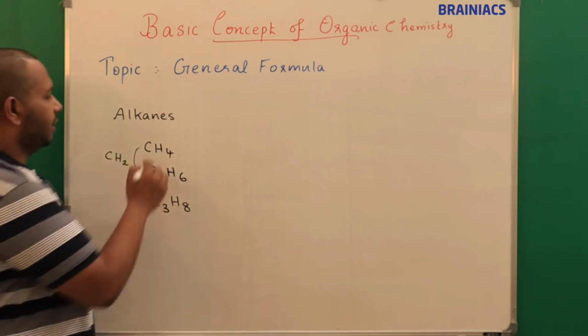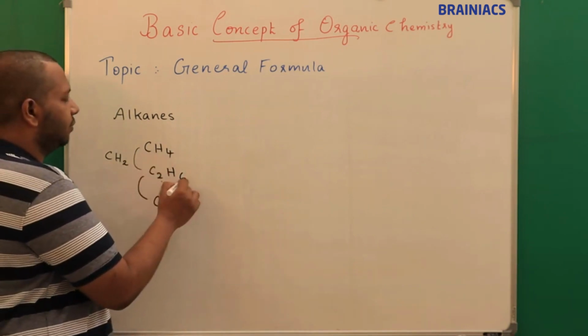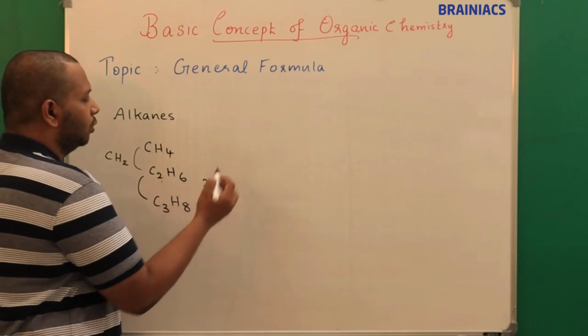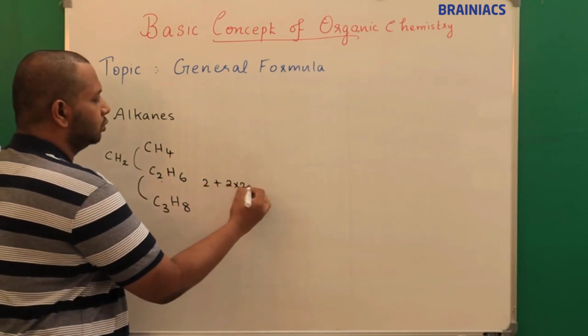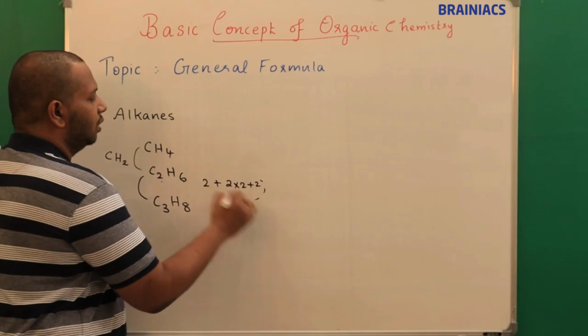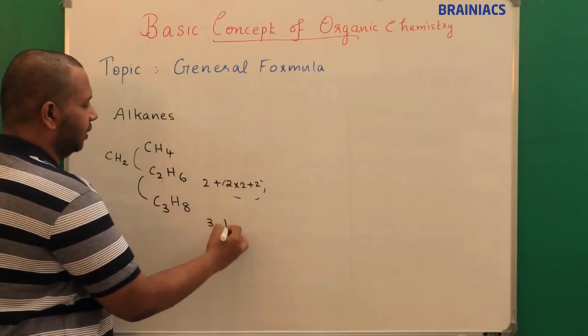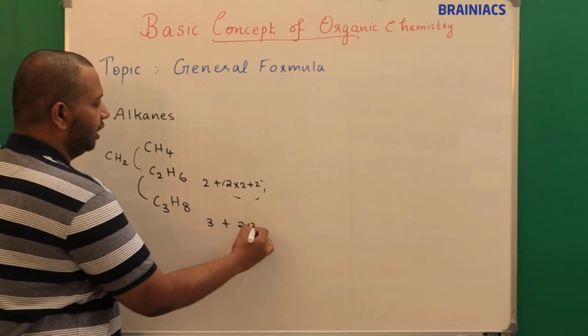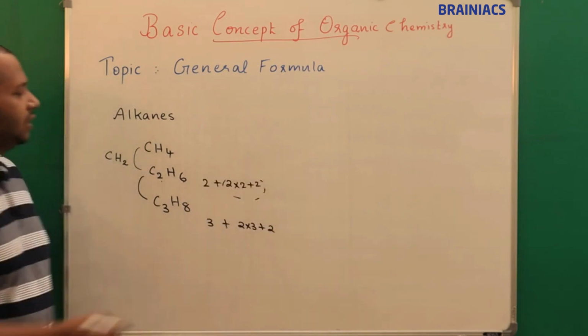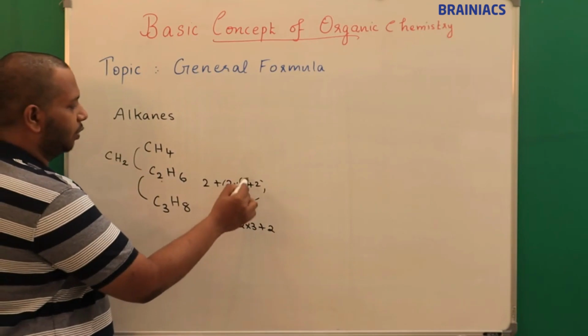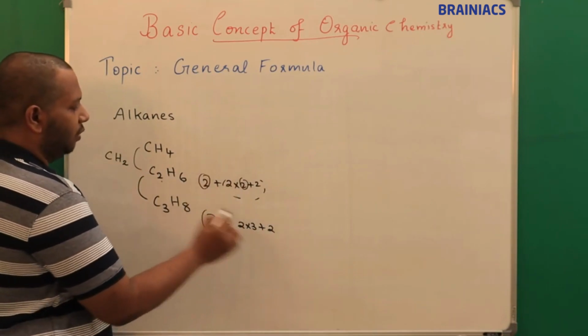So how is this number differing? Here 2 means this becomes 6. That is 2 into 2 plus 2, correct? Like this. Now here, if you see, 3 it is becoming. Now next, 2 into 3 plus 2. So which number is varying here? This number keeps on varying. This number keeps on varying.